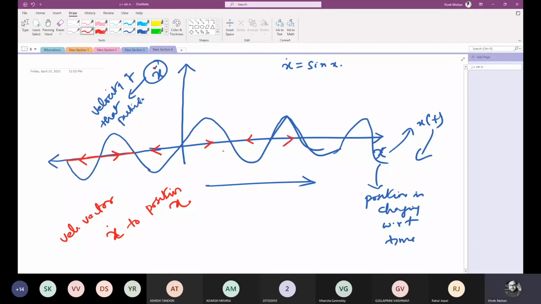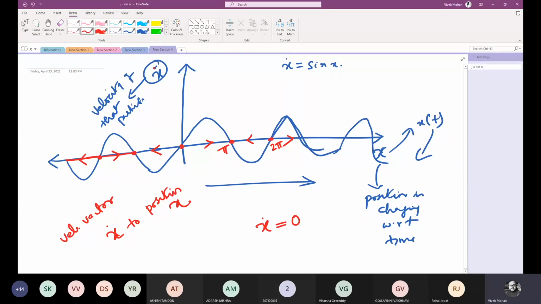Okay, so here we get, this is pi and this is 2 pi. Now where are the points x dot equals 0? Where are the points satisfying x dot equals 0? Where are those points? Anybody? At the 0 crossing, right? These are points in which x dot equals 0.